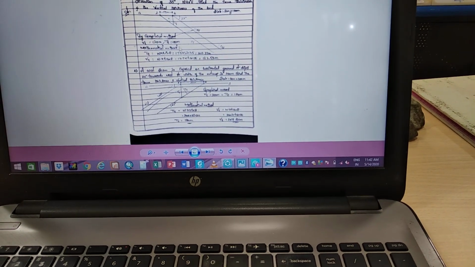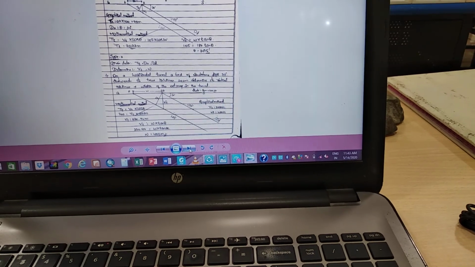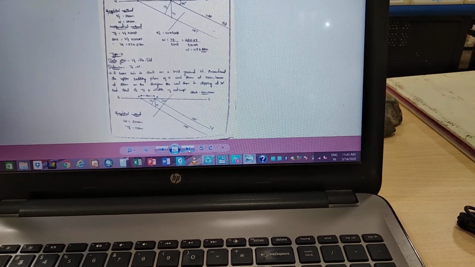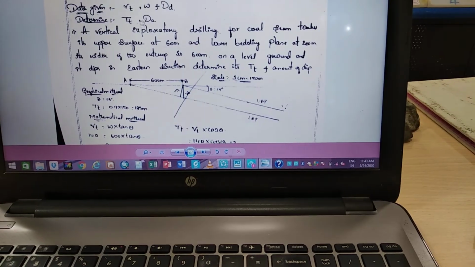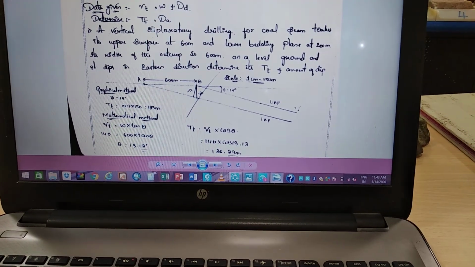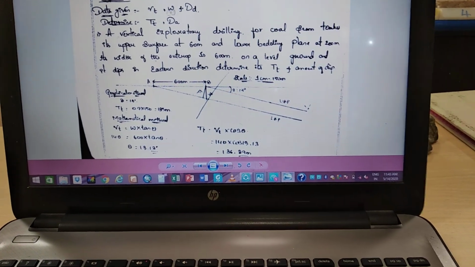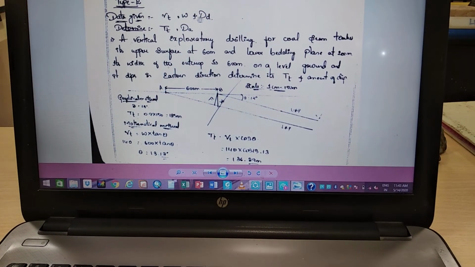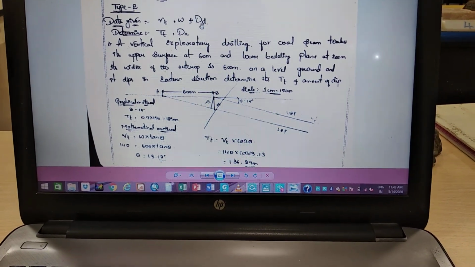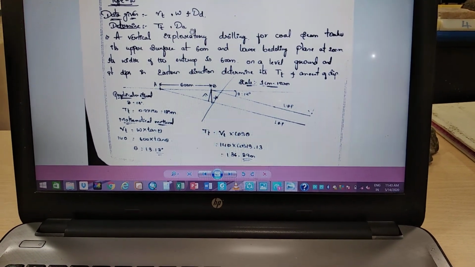So that is one type, and this is the same problem here, and this is called type 2 here. The given data will be the vertical thickness, the width of the outcrop, and the dip direction we are giving. All we need to do, we have to determine the true thickness and dip amount.